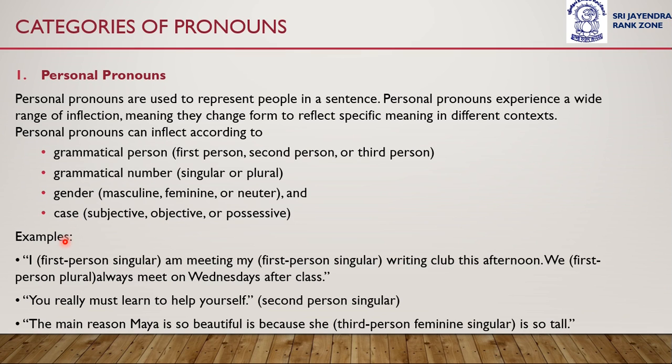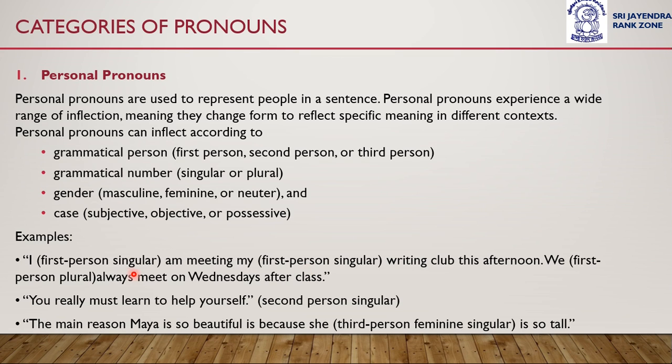Okay, so one of the examples of personal pronoun is: I am meeting my writing club this afternoon. We always meet on Wednesday after class. So I have used I, my and we in this sentence instead of using names.